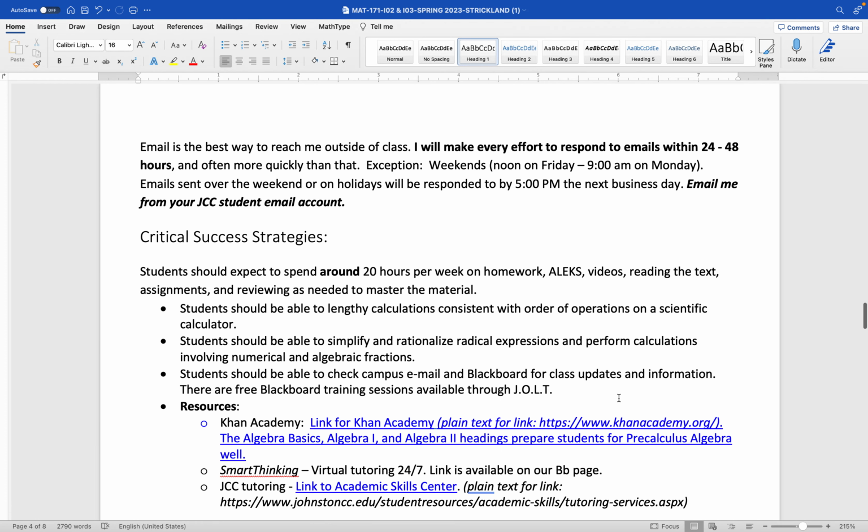And once again, in terms of getting in touch with me, email is going to be the best way to reach me outside of class, and I will make every effort to respond within 48 hours. Should you email me, this is stressed: email me from your JCC student email account. If you send it from an Outlook, Gmail, Hotmail, or Yahoo address, it might be sent to the junk folder. I just want to let you know that.